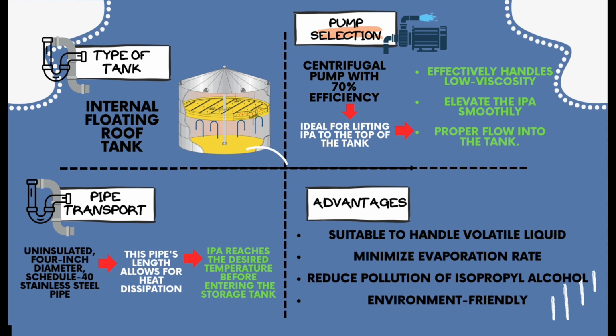It is ideal for lifting isopropyl alcohol to the top of the tank. The advantage is the centrifugal pump is ideal for this task because it effectively handles low viscosity liquid like isopropyl alcohol. This type of pump will elevate the isopropyl alcohol smoothly, ensuring proper flow into the tank.